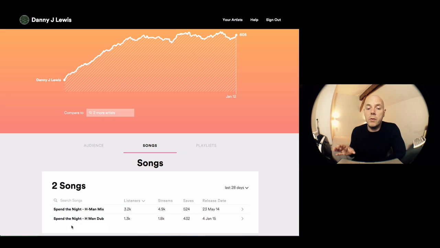In fact, the metadata is a difference here. So the naming of the mixes is different. The music is exactly the same. So this is Spend the Night, the famous Aged Man mix or dub.